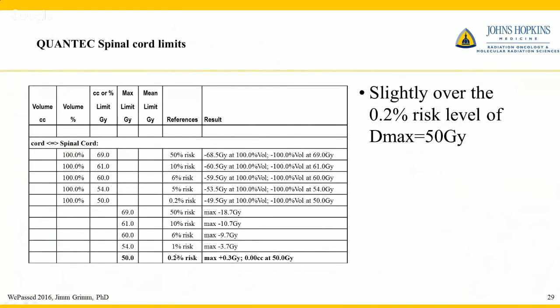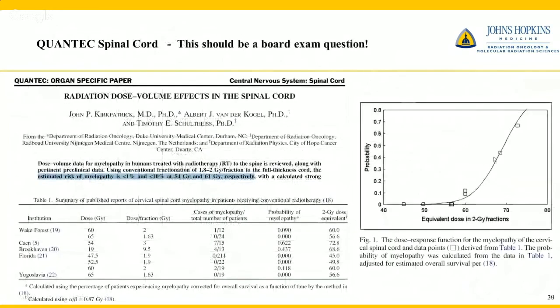They gave a lot of detailed spinal cord limits. 45 gray in 25 fractions is like the conventional limit that a lot of people wouldn't ever exceed, but QUANTEC found that even 50 gray has only 0.2% risk, and it increases above that. So here is a dose response model. I don't know how much SBRT is on the board exam, but this one surely ought to be, I would say, to know what the spinal cord tolerance is.